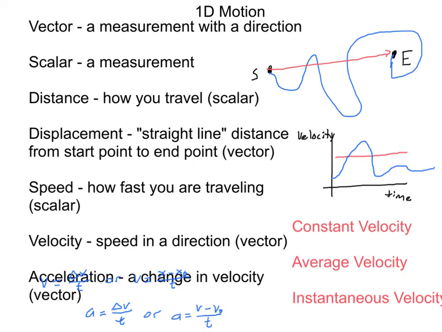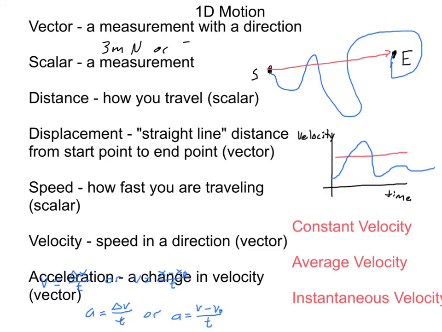First off, what is a vector and what is a scalar? A vector is a measurement with a direction. So if I am going to go 3 meters north, that would be a vector, whereas a scalar is just a measurement, 3 meters.